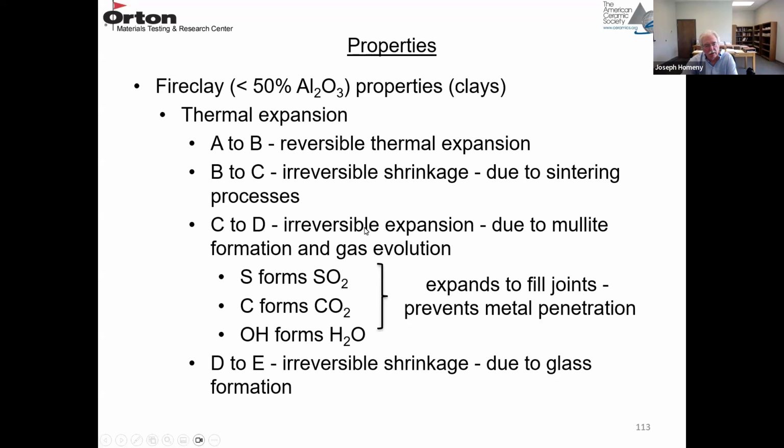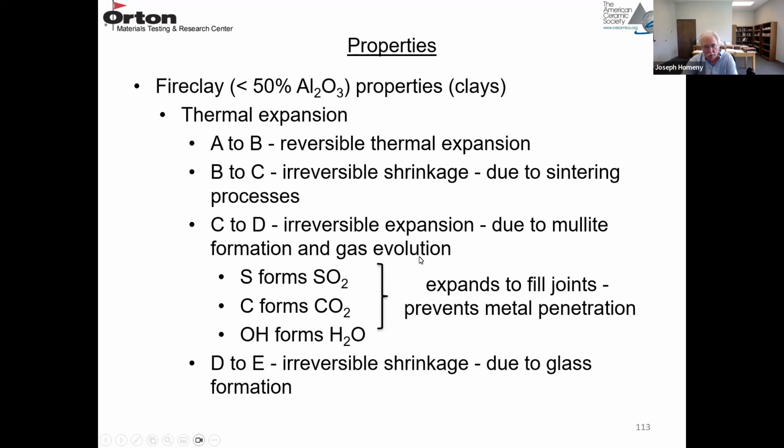Also from C to D, clays contain sulfur, so you might form SO2 gas that comes off. They contain organics, which are carbon sources, so maybe CO2 might come off, and they're hydrated, so water will also come off. So any of these may cause expansion.